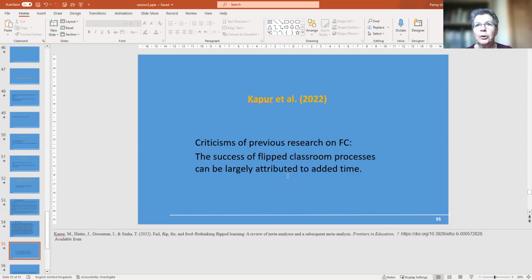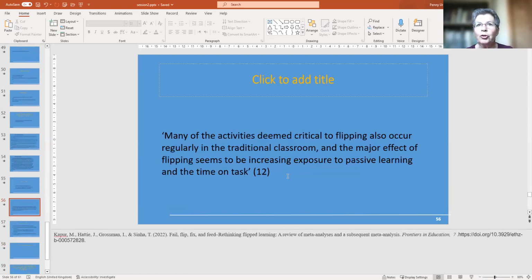And Kapoor et al., the references are below, criticizes this sort of research and says, and this really resonated with me, that the success of flipped classroom processes can be largely attributed to added time. Students are actually getting more time. And it's not because it's flipped, it's because they're actually getting more exposure and more teaching and learning. And this is a quote from his conclusions.